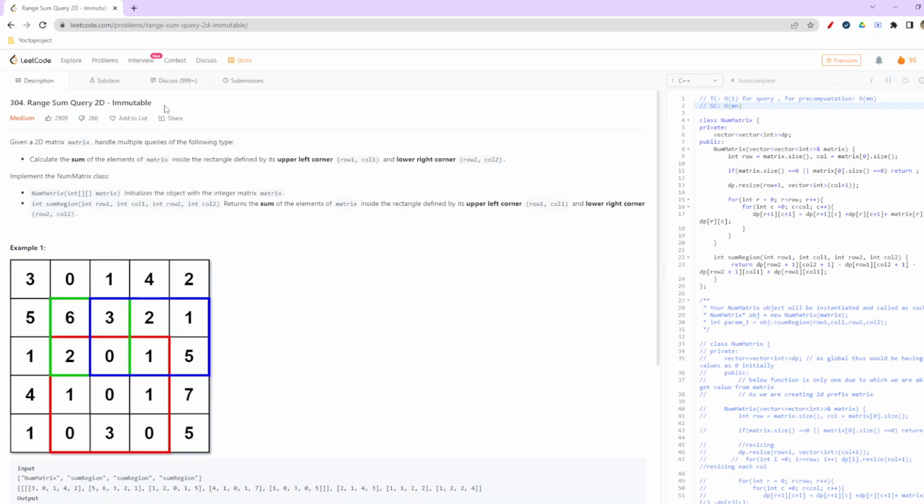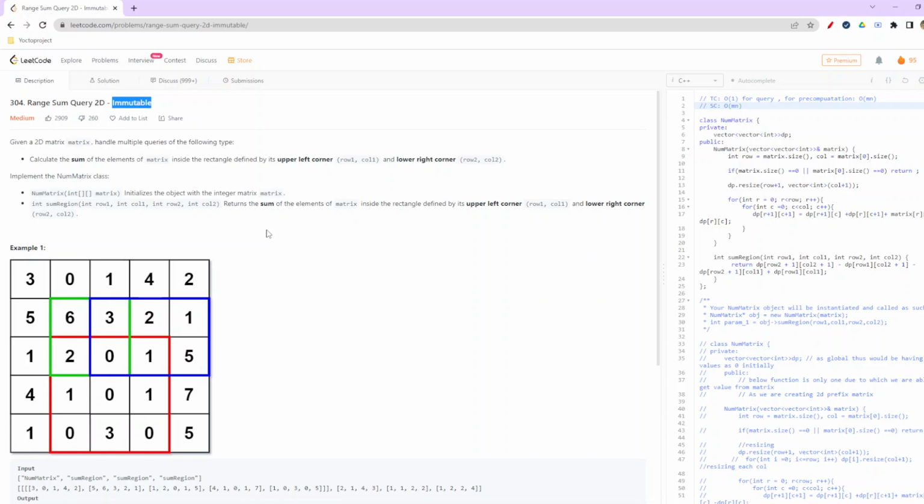As it is already mentioned that it is immutable, we are not required to mutate the original input which is being given to us. So we would be required to use extra space and do a precomputation in that. Now before moving ahead, let me show what it is like.